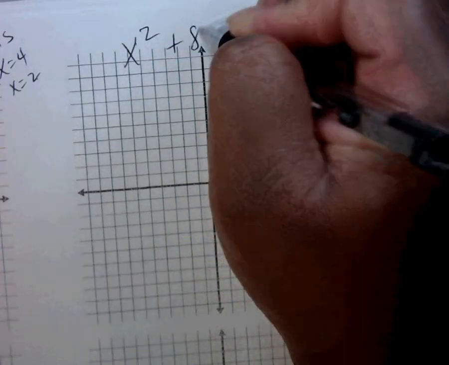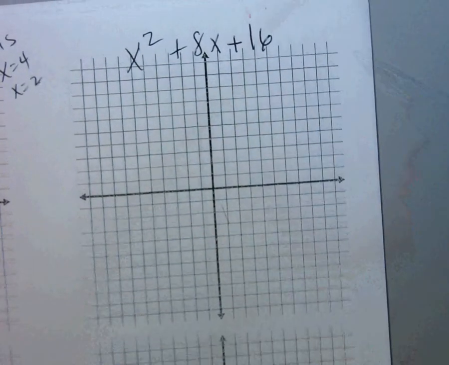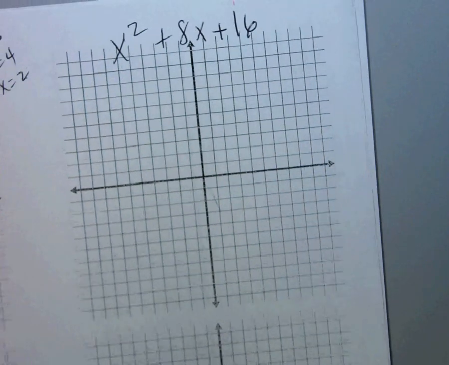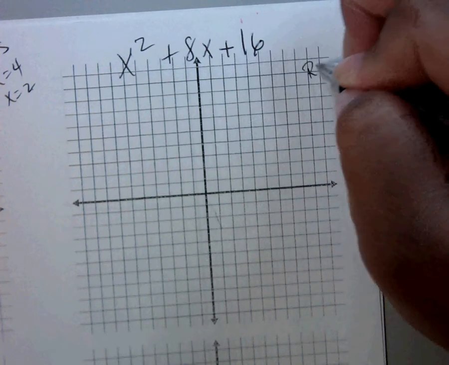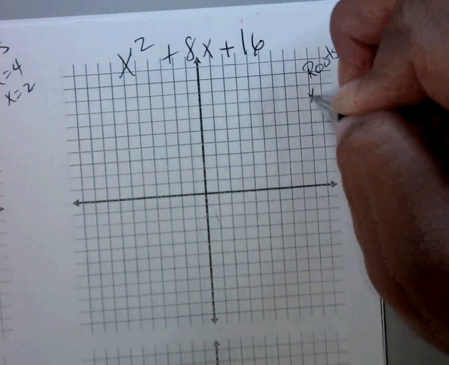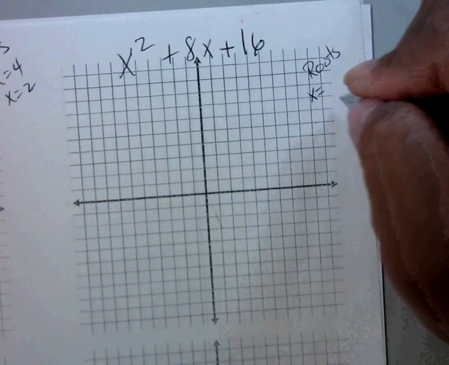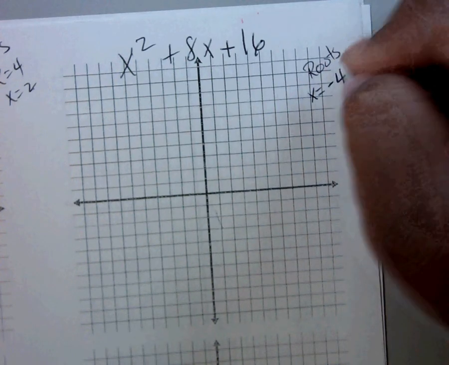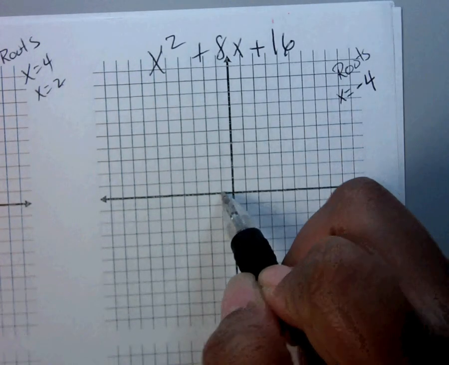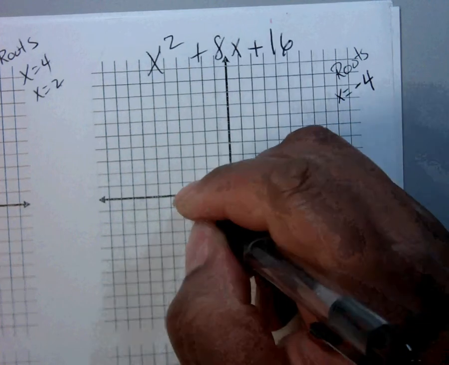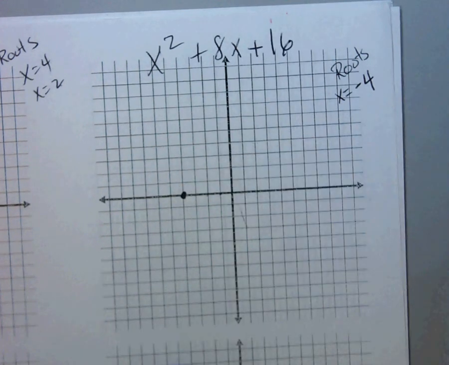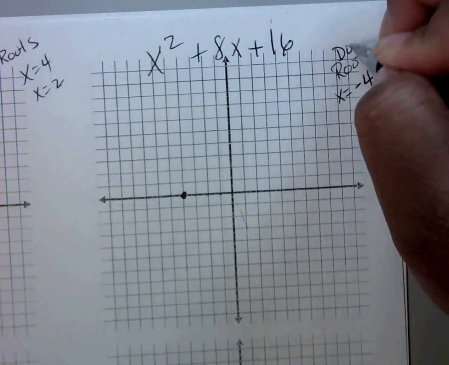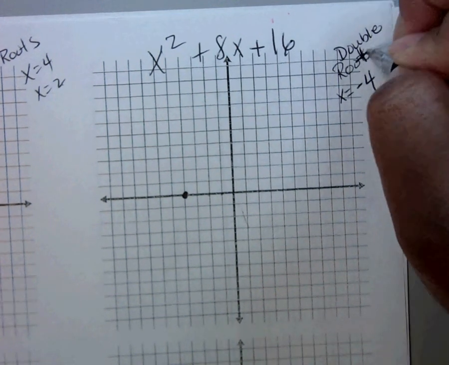And the problem we're doing is x squared plus 8x plus 16. What did we learn were the roots? X equals, what do we get? Negative 4. So we're going to come over here and put negative 4. 1, 2, 3, 4. Do we need to put another dot for a root? No, because this is going to be a double root.